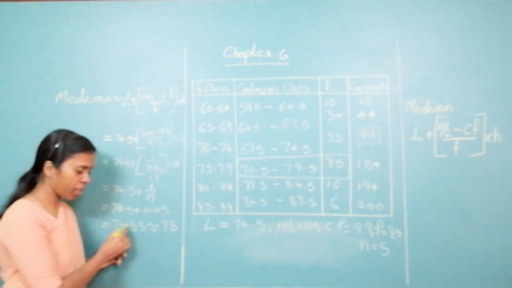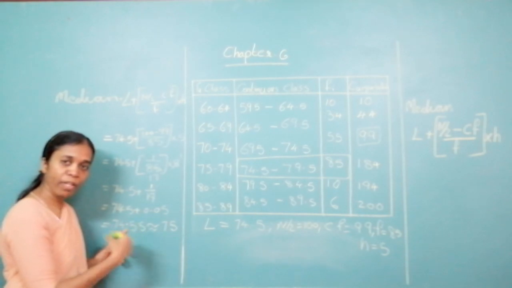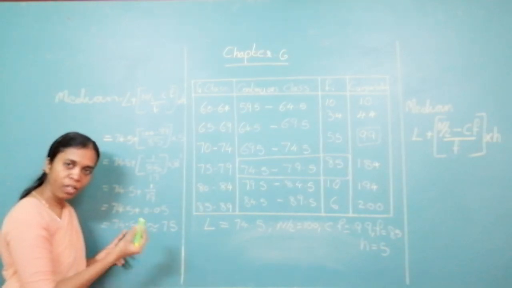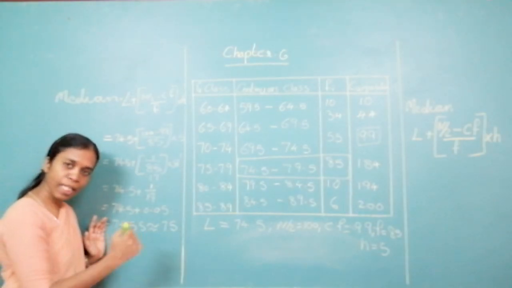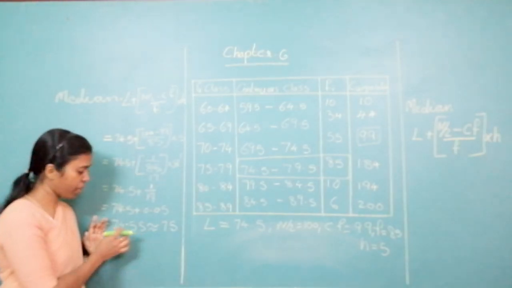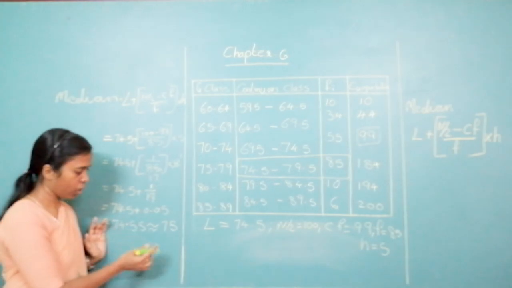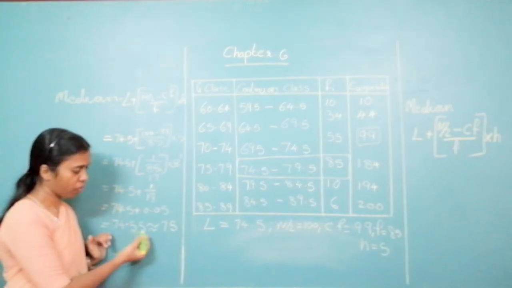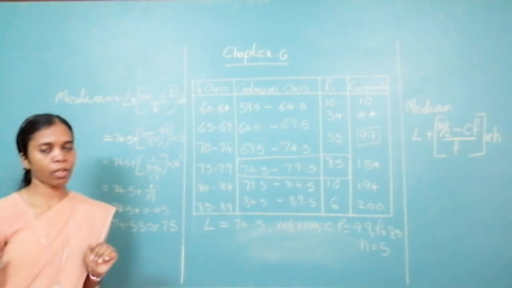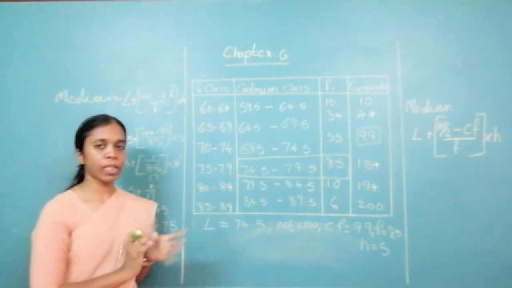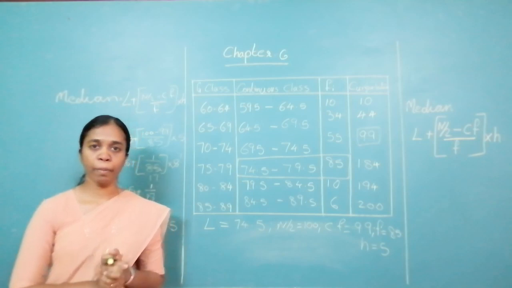Okay. So after the decimal, if it is 5 and above, we add 1 to the number, and if it is less than 5, then we write the number as it is. So since it is 5, we write it as approximately 75. So you have to write that in a concluding statement. Is this clear to you? This is how we find the median.